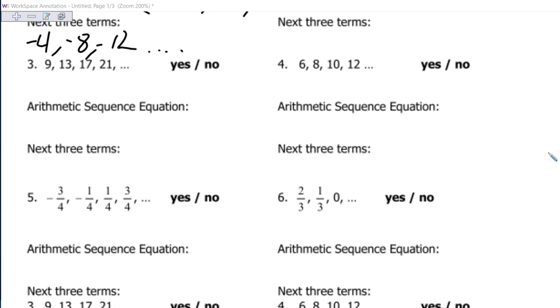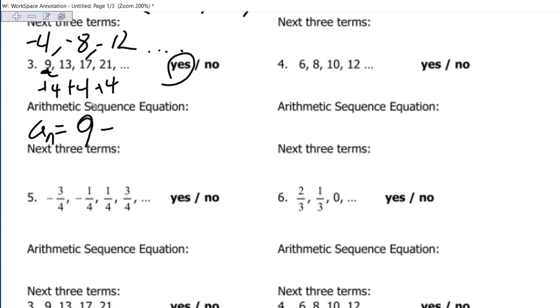Number 3. On this one, we're going to add 4, and then add 4, and then add 4. So that is a yes, it's arithmetic. Now the arithmetic sequence is going to be a sub n equals a sub 1, which in this case is the first term in the sequence, which is 9, plus n minus 1, and then our jump every time is 4. And then for our next three terms, we're just going to add 4 each time. So 21 plus 4 is 25. And 25 plus 4 is 29. And then 33. And that's it.